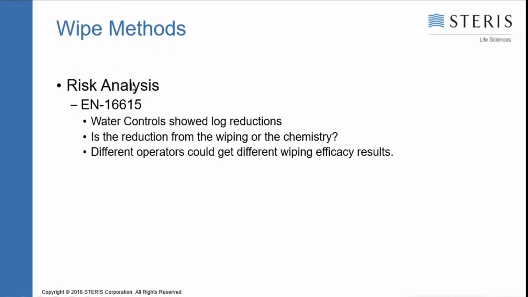So from a risk analysis standpoint, in terms of that wipe method that I mentioned earlier, there are some issues with it. Well, one of the issues is it utilizes a big heavy stone, which will pull the wipe along back and forth when you test it on a coupon. The problem with it is even water controls show 2 to 3 log reductions. And so the question could be, is the reduction really coming from the wiping? Or is it coming from the chemistry itself? So different operators could get different wiping efficacy results depending on the operator. Therefore, the method has a lot of variability, which could be a question mark.